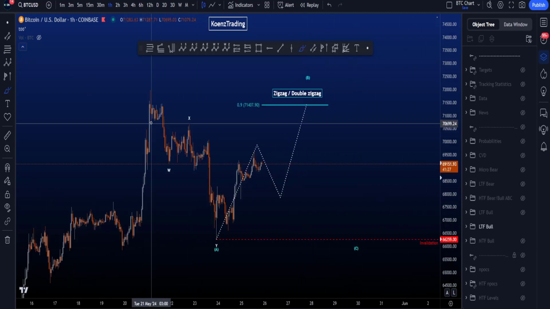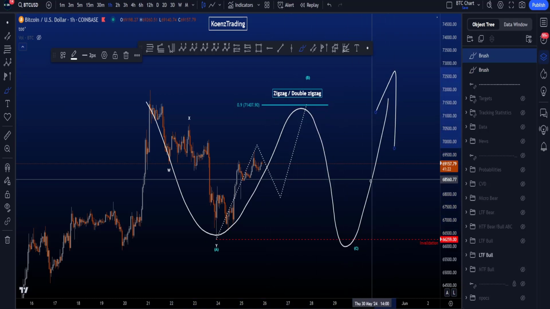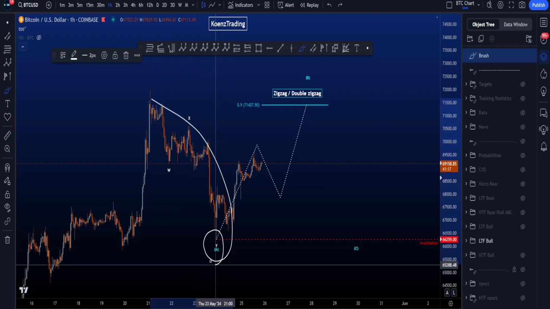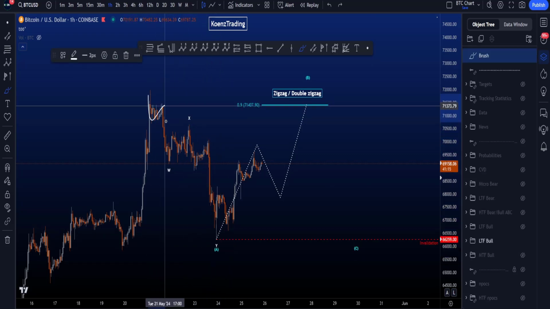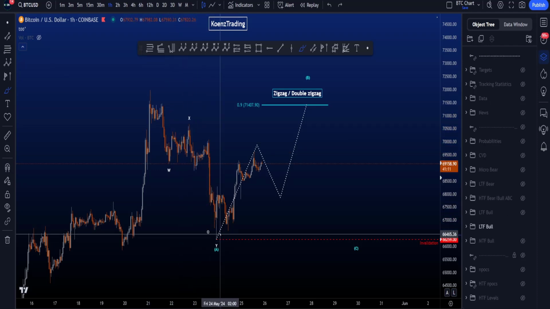If we first look at a scenario which continues the range in this wave 4, after which we then expect continuation to the upside, we're looking for a flat here with a 3-wave structure in a wave A, a double zigzag, A, B, C in W, 3-wave correction in X, and another A, B, C to the downside in a wave Y.